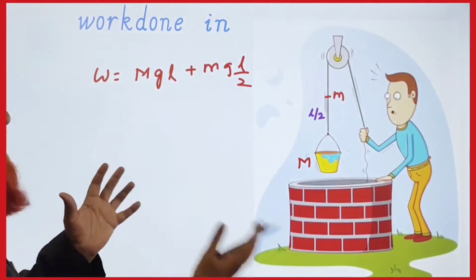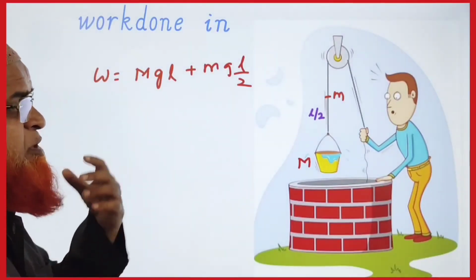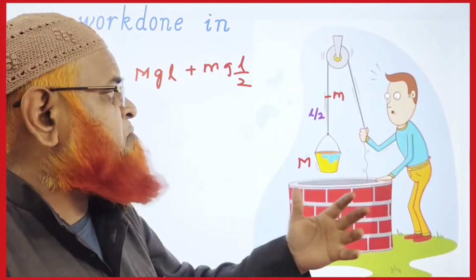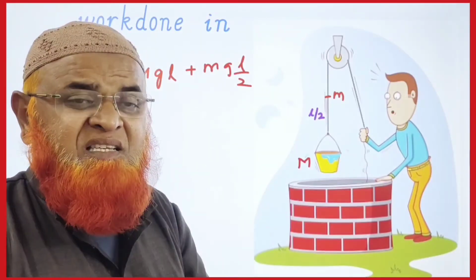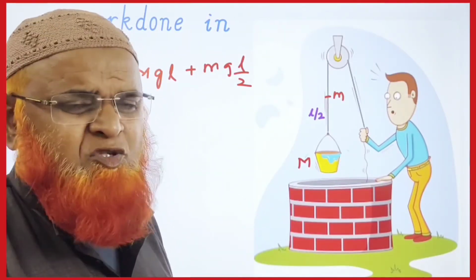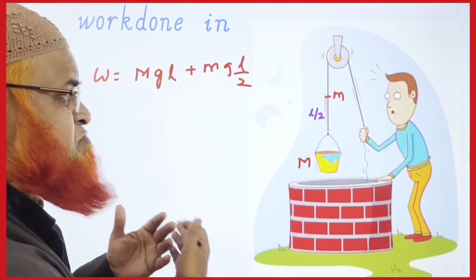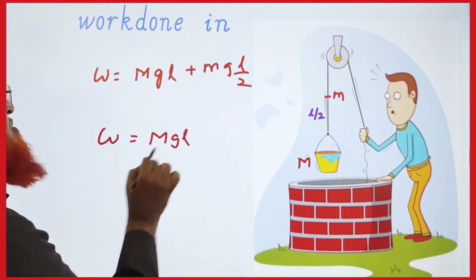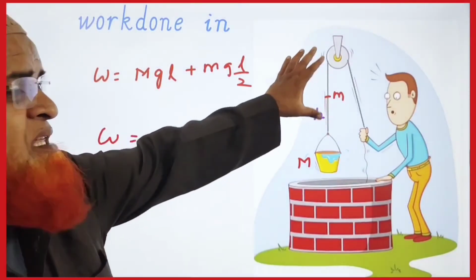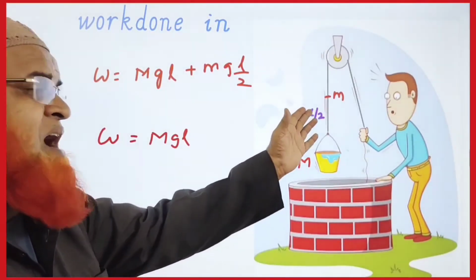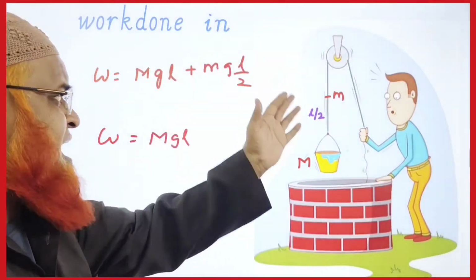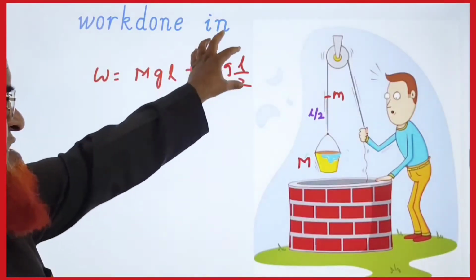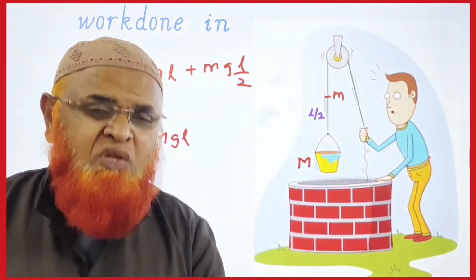So combined together, that is going to be the work done by a man to lift a bucket along with a rope with mass. If you consider the rope without mass, that means a massless rope, then the formula is going to be just mgL, where L is the length of the rope. If you consider the rope having certain mass, then it should again add mgL by 2. This is an extra part to be added to this concept.